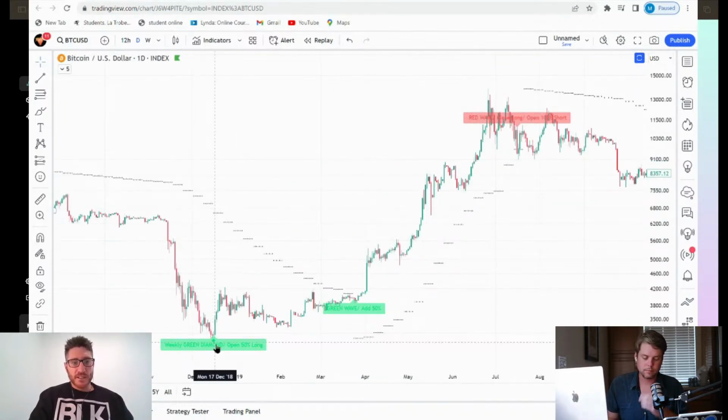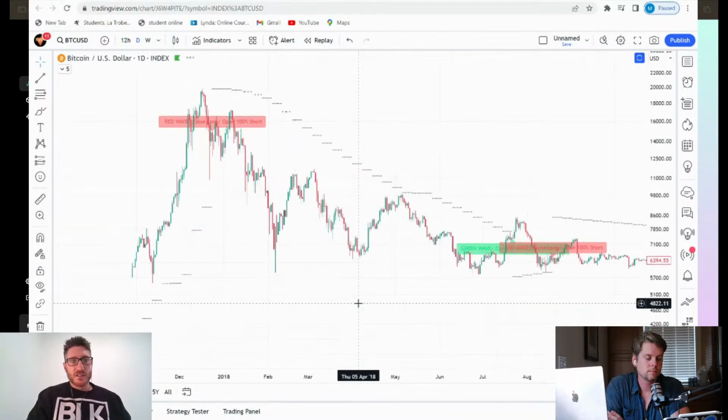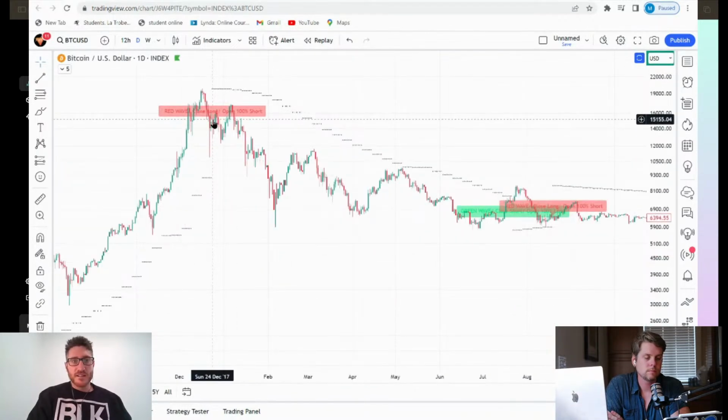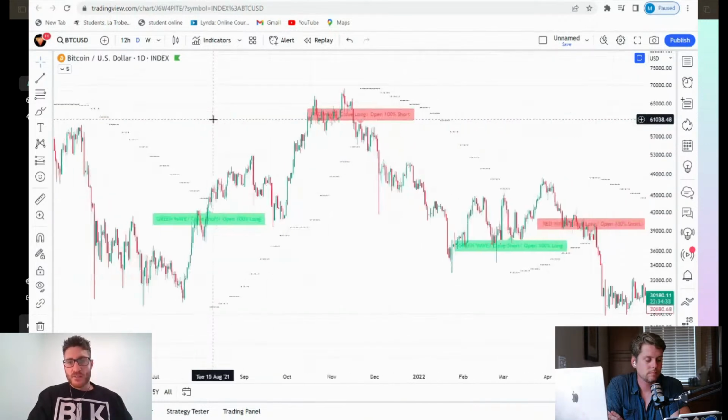Sometimes when we get this weekly green diamond, it'll get 50% long. It'll add the additional 50% here. All this is happening on the back end. So you can just sit in these trades, short here back in 2018, at the start of 2018. That's it. That's the only trade that's made for 5.5 years.